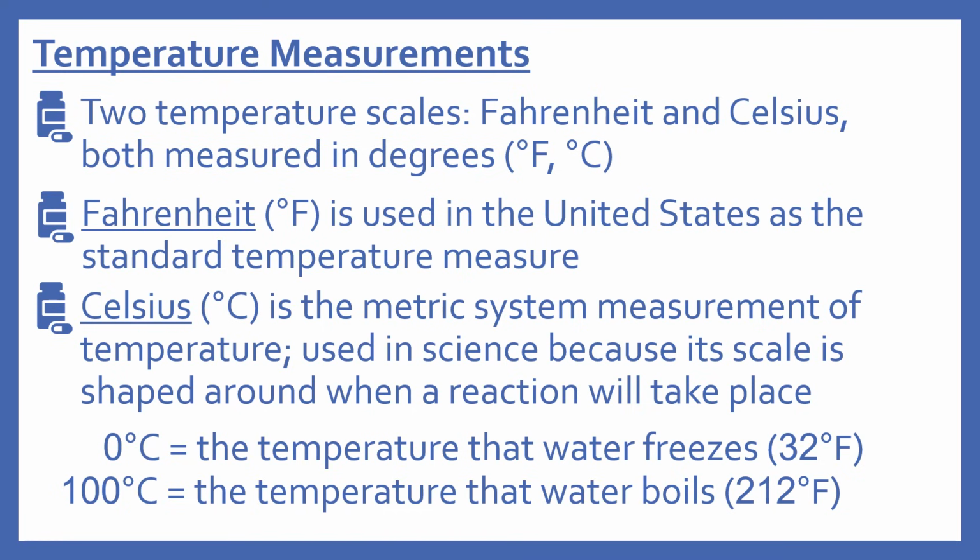It's used in science because its scale is shaped around when a reaction will take place. So for example, 0 degrees Celsius equals the temperature that water freezes. In Fahrenheit, this is 32 degrees. And 100 degrees Celsius is the temperature that water boils. In Fahrenheit, this is 212 degrees. So you can see that those are easy numbers to remember because that's when reactions occur.